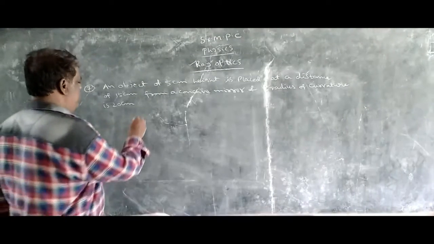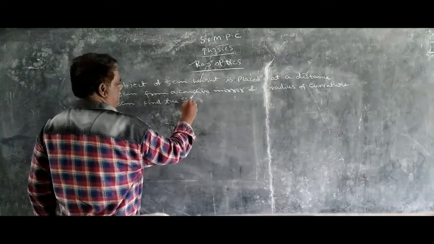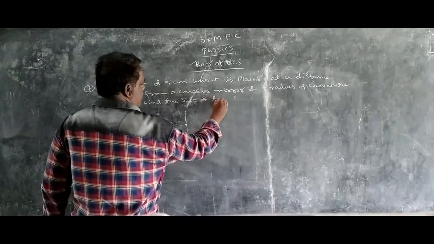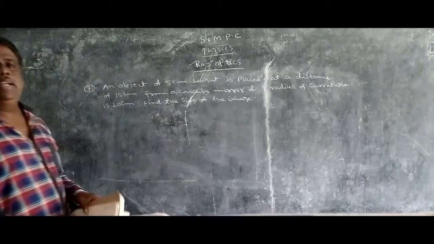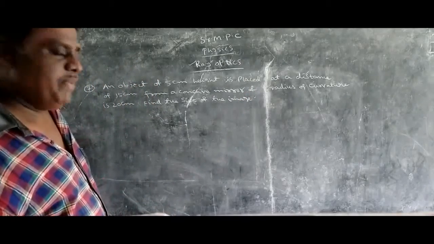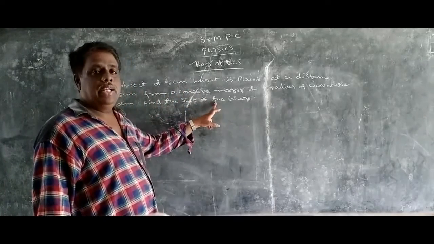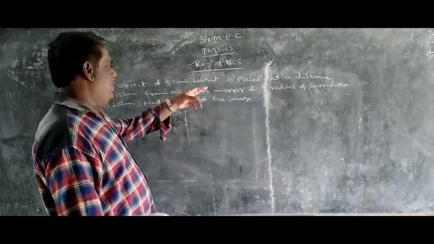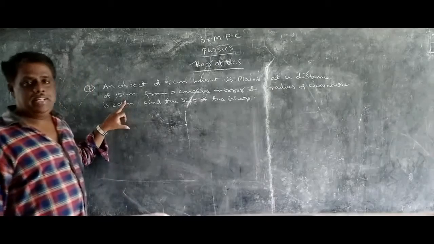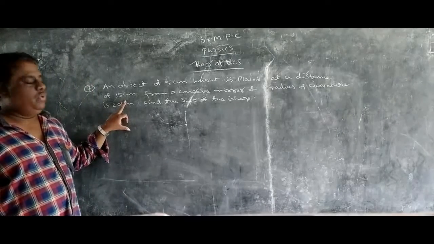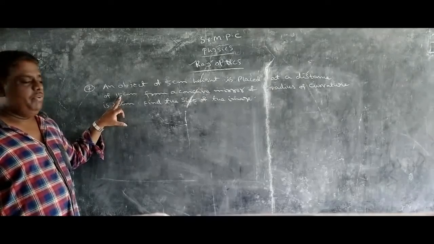Find the size of the image. Here you have to calculate the image size. What is the size of the image? They are given the size of the object, and we have to calculate the size of the image. And what is the other data they are given? Placed at a distance, that means placed at a distance from the concave mirror. So the object distance from the concave mirror will be equal to 15 centimeter.